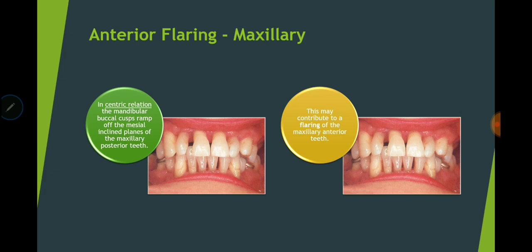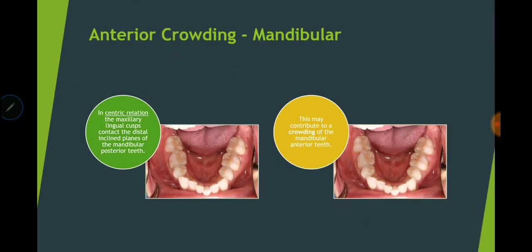The anterior teeth flaring can be caused by a lot of things, but in centric relation, the mandibular buccal cusps ramp off the mesial inclined planes of the maxillary posterior teeth, and this may contribute to flaring of the maxillary teeth. You can also have anterior dental crowding. In centric relation, the maxillary lingual cusps contact the distal inclined planes of the mandibular posterior teeth, and this may contribute to dental crowding, as you can see in the picture.